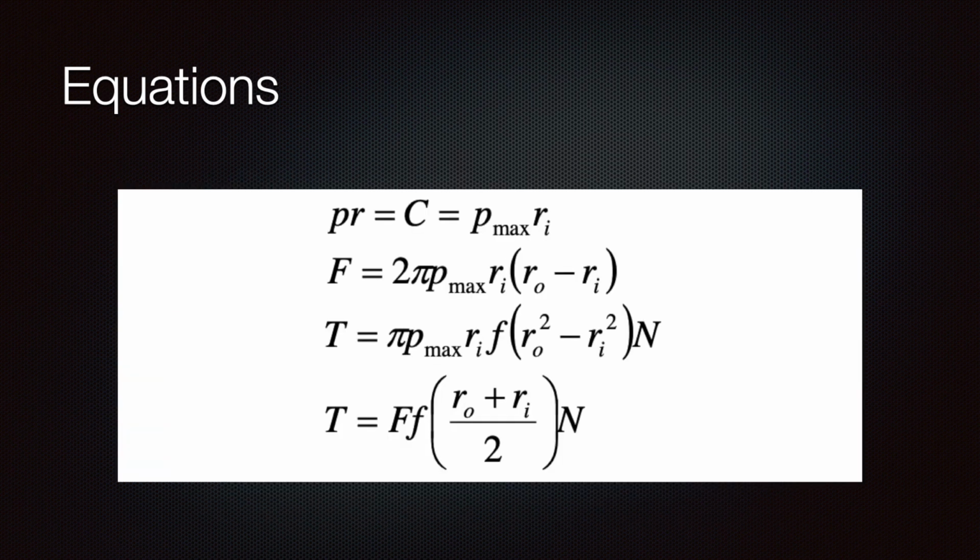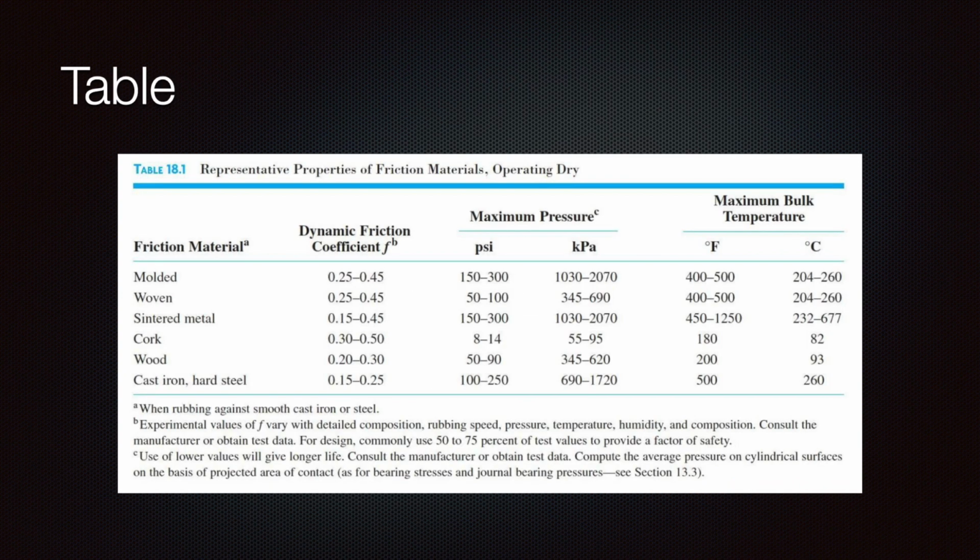These equations can be used when working with a worn clutch, but we have to assume uniform rate of wear at interface. Note that the assumption of uniform wear will give a lower calculated clutch capacity than when assuming uniform pressure. This table can be used to determine the coefficient of friction, maximum pressure, and maximum temperature of various materials.